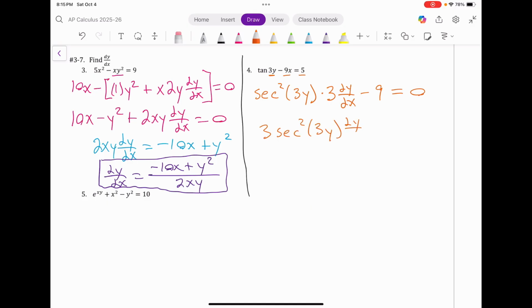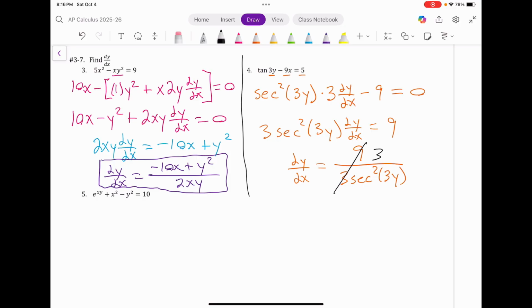Okay. So I'd move that 3 up to the front also, because again, I just like coefficients up front. Okay, then we're going to divide by everything attached to dy dx. So we'll have 9 over 3 secant squared of 3y. All right, what can we do here? Okay, 9 and 3 can be simplified to just 3.